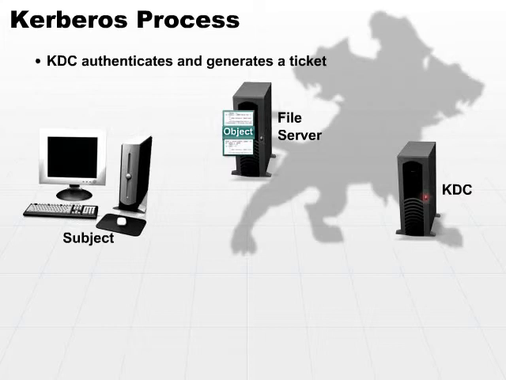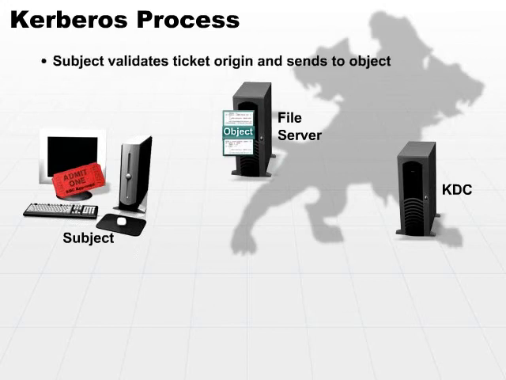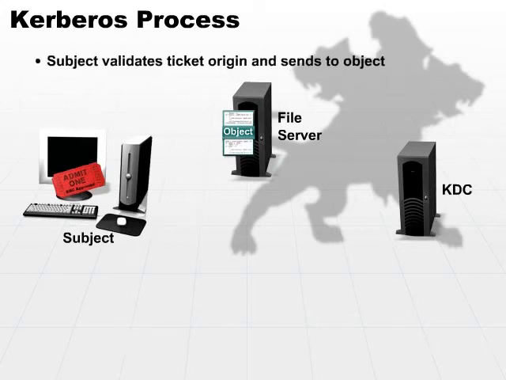If the subject has been authenticated and he decides that, yeah, this subject can access the requested object, he, being the KDC, generates a ticket for that subject and object, and then returns it back to the subject. The first thing the subject does is validate that the ticket actually came from the KDC. If it did not, then he has a bad ticket. So he validates the origin of the ticket, and then he sends the ticket onto the object.